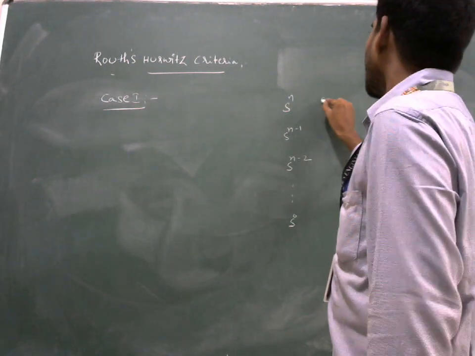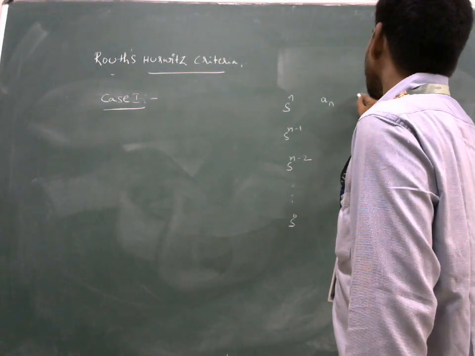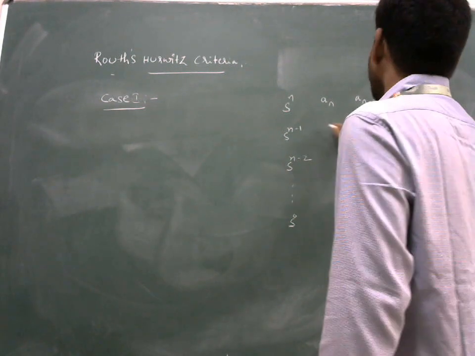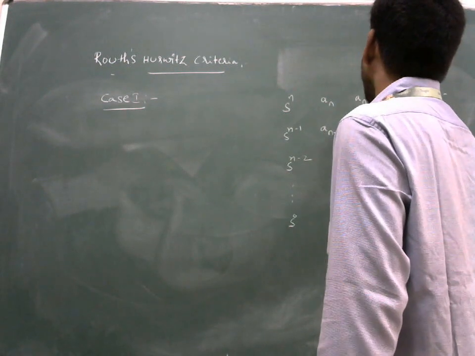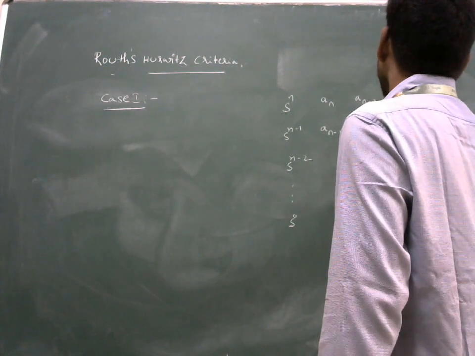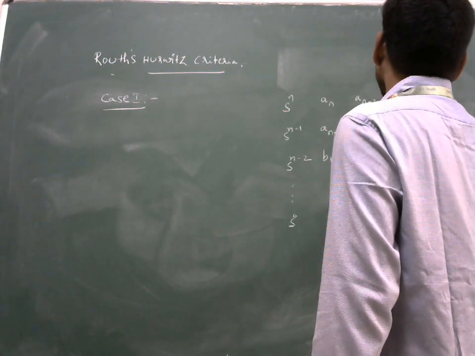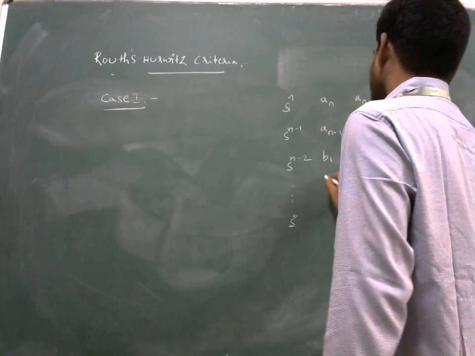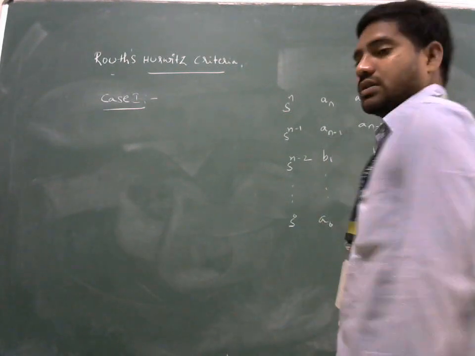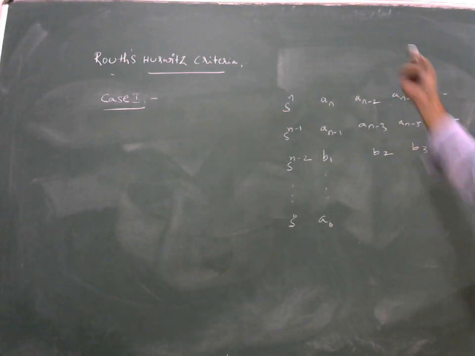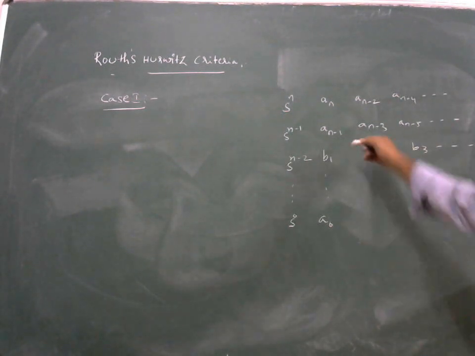Here we are getting a n, a n minus 2, a n minus 4, and so on. Here also we are getting a n minus 1, a n minus 3, a n minus 5, and so on. Then b1, b2, b3, and so on, and the final one. These are the terms we are going to get. To find b1, b2, b3, we need to consider the above two rows.